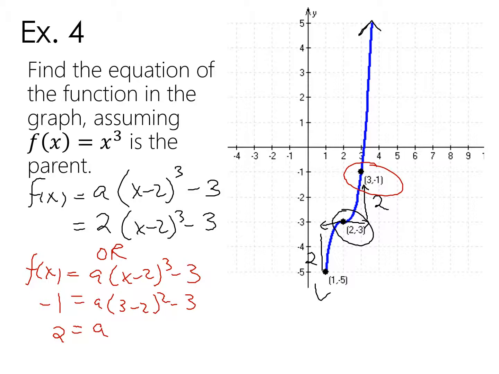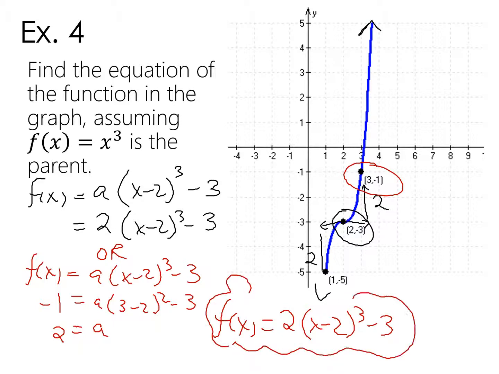We got the exact same function when we used the quote-unquote cheater's method. For your test, you probably should use the algebraic way and then use the cheater's method to just confirm that you did it correctly.